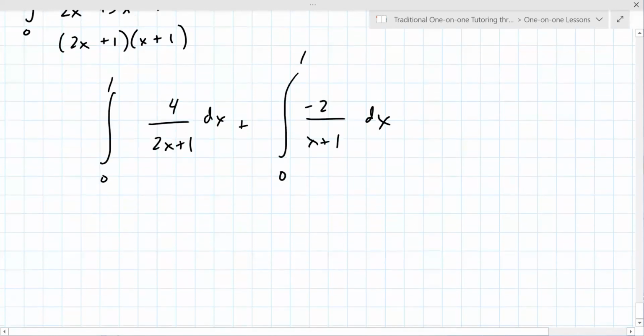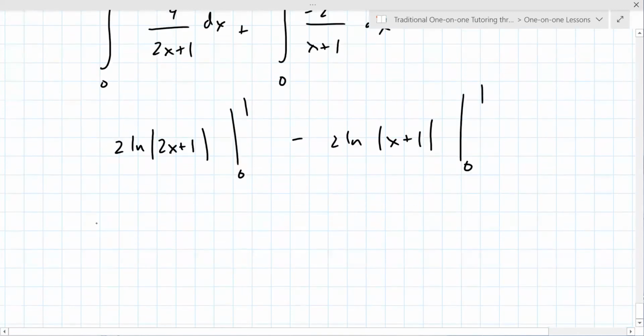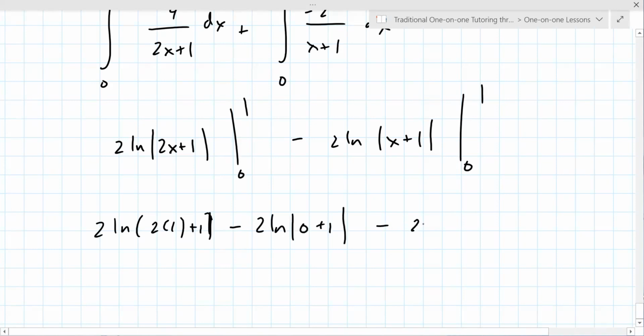Okay, so the one on the left here becomes 2 natural log absolute value of 2x plus 1. The reason is that normally that 4 is there, but when you integrate this 2x, it divides by 2, from 0 to 1, minus 2 natural log absolute value of x plus 1 from 0 to 1. So it's 2 natural log of 2 times 1 plus 1 minus 2 natural log absolute value of 0 plus 1. And then on the right here, it's top minus bottom.